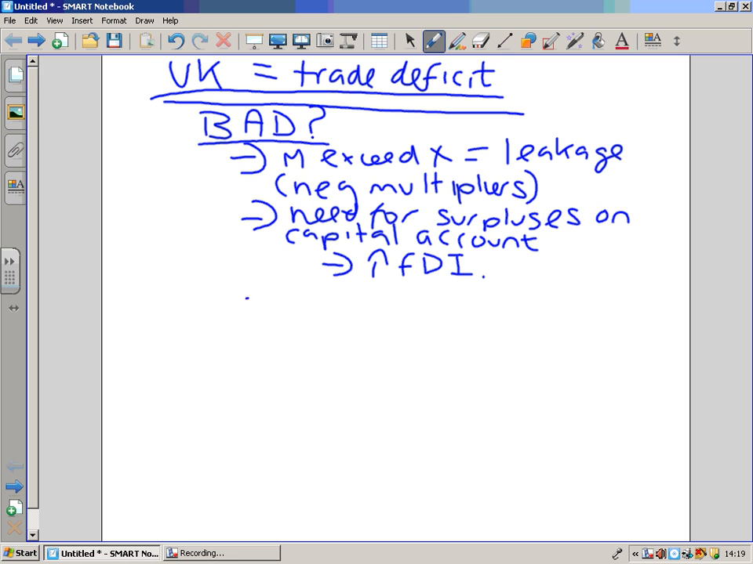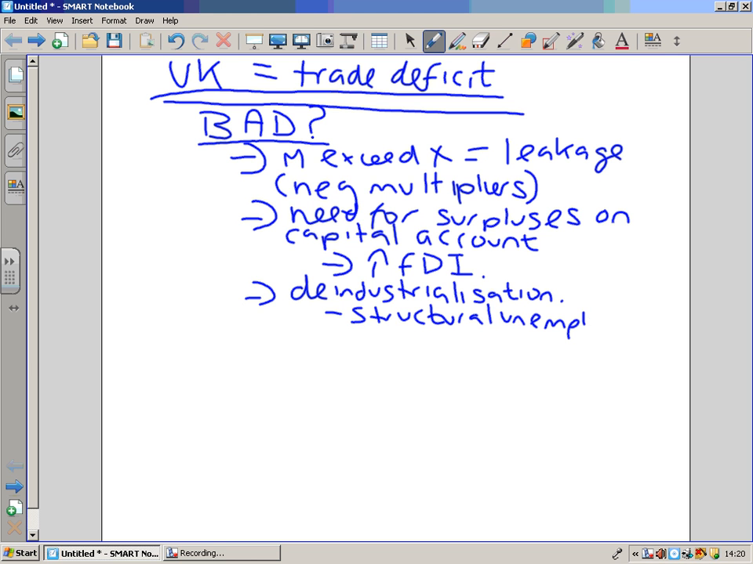Another bad thing about a trade deficit, it promotes deindustrialisation. Many of our firms have moved abroad due to cost savings they can make elsewhere or higher skills they can make elsewhere. That's what leads to us importing these goods rather than exporting them. But what deindustrialisation creates is structural unemployment. So we can see overall then that a trade deficit is not helping us support some of our important macroeconomic targets, namely unemployment and economic growth.